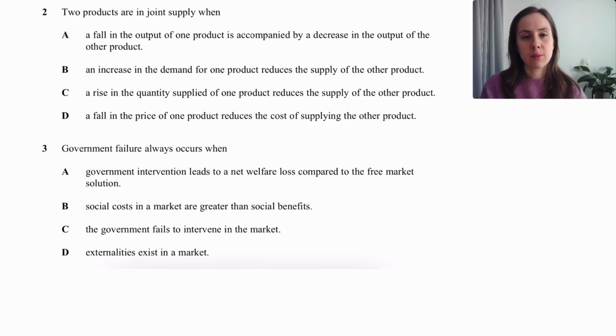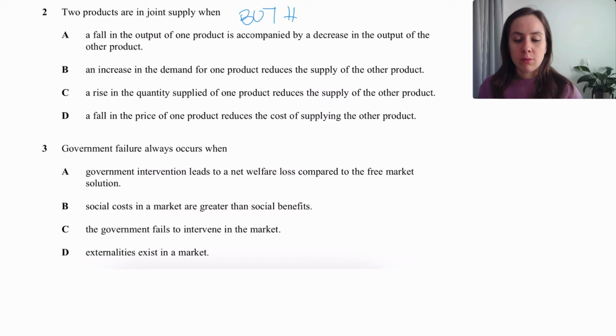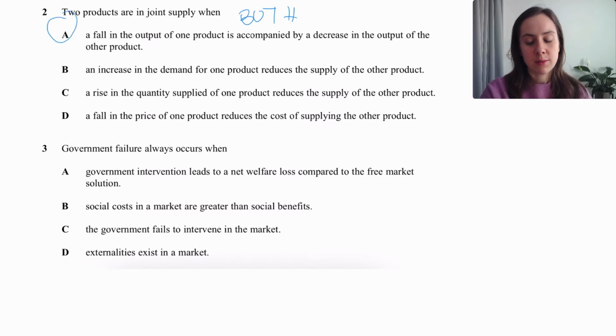Two products are in joint supply when the manufacturer has no choice but to supply both. No choice. So a fall in the output of one product is accompanied by a decrease in the output of another product. This is good. Something typically in joint supply, and I hate this example, is beef. If you want more beef meat, then you will end up with more beef leather. So if you stop producing beef, you will stop having beef leather.